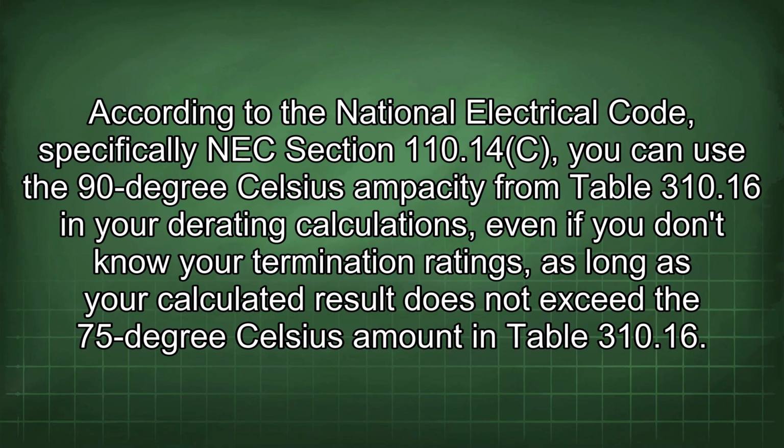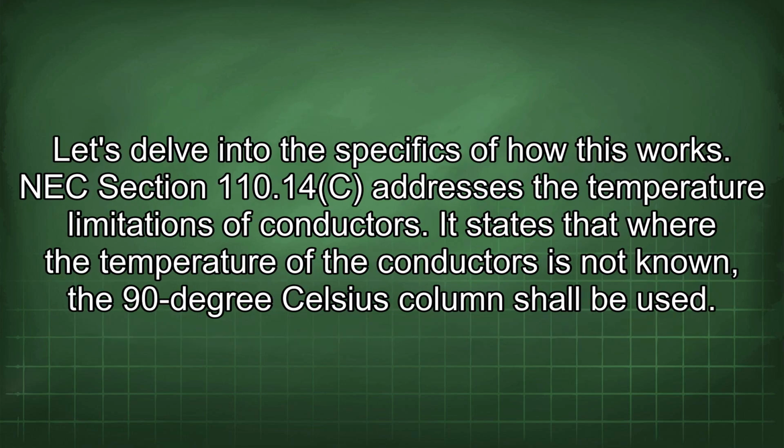According to the National Electrical Code, specifically NEC Section 110.14(C), you can use the 90°C ampacity from Table 310.16 in your derating calculations, even if you don't know your termination ratings, as long as your calculated result does not exceed the 75°C amount in Table 310.16. Let's delve into the specifics of how this works.